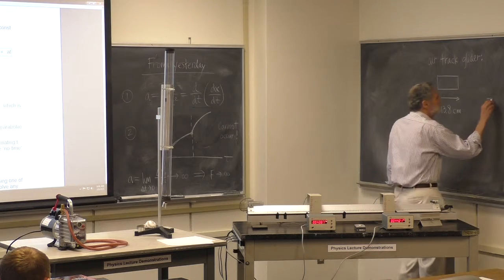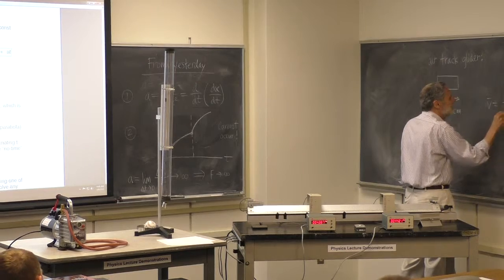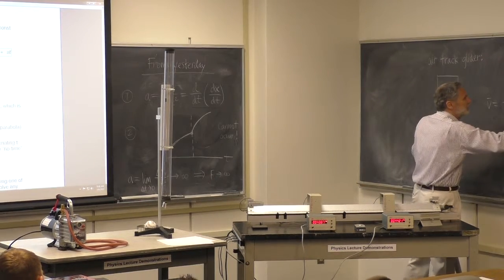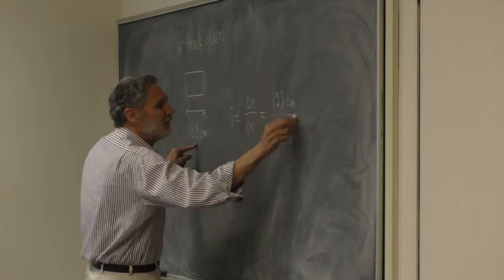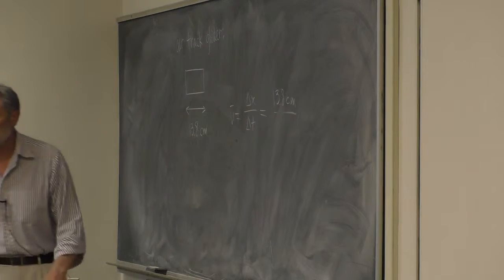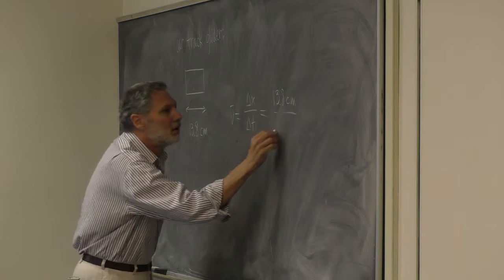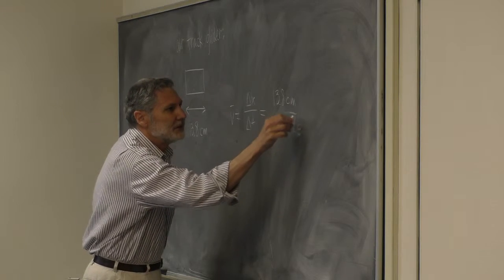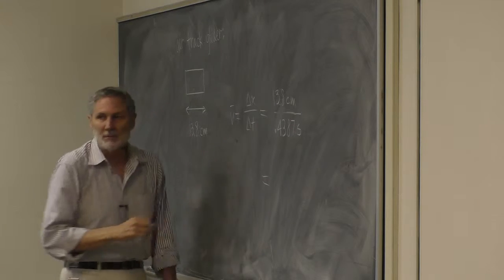So the average velocity is delta x over delta t. Delta x I measured to be 13.8 centimeters. And you tell me what's delta t? That's in seconds. 0.4387 seconds. Calculator? Can somebody calculate this?